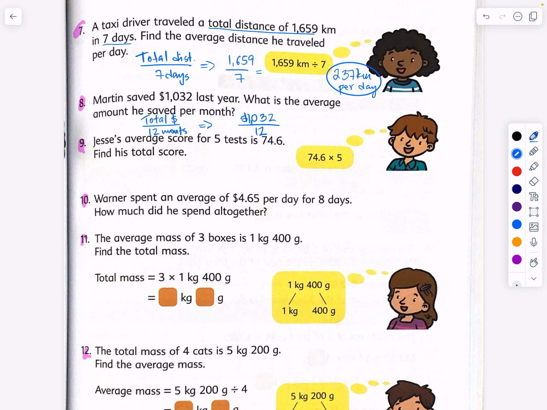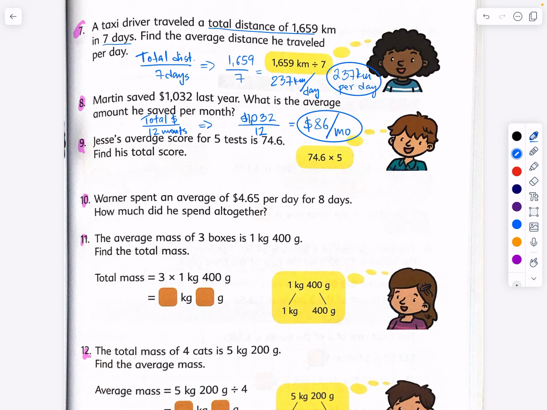Again, feel free to pause this video to complete your long division. And once we're back, I hope we all match, and it is about $86 per month. I like to use this vertical slash, diagonal slash, in order to say per month. Or you can also say 237 kilometers per day.